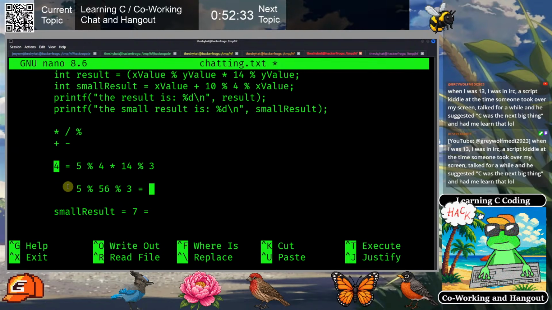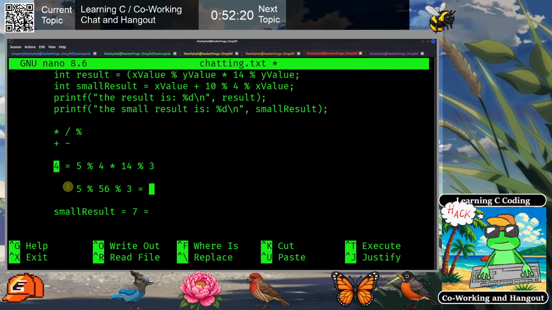Okay, Grey Wolf Medi says, when I was 13, I was in IRC, a script kiddie at the time. Someone took over my screen, talked for a while, and then he suggested C was the next big thing, and had me learn that. Grey Wolf Medi, hello, nice to see you here. Did you learn C? And has C come in handy for you? Let us know.